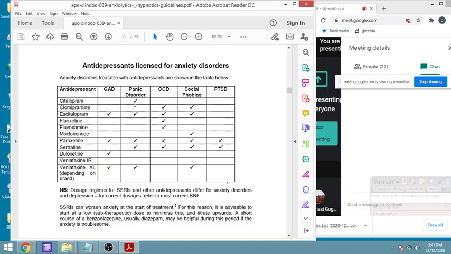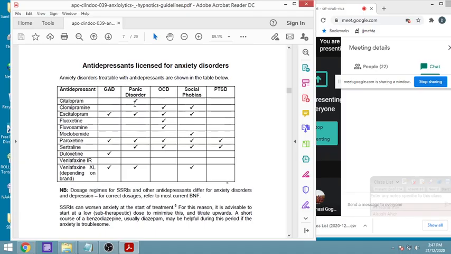Clomipramine is good for OCD and social phobias. Escitalopram, the S analog, this is really interesting: citalopram is useful only in panic disorder and not in other conditions, while escitalopram is effective in a variety of conditions except post-traumatic. It is useful in most of the conditions. Then fluoxetine is useful for OCD, fluvoxamine is for OCD, paroxetine is for OCD, moclobemide is for social phobias.